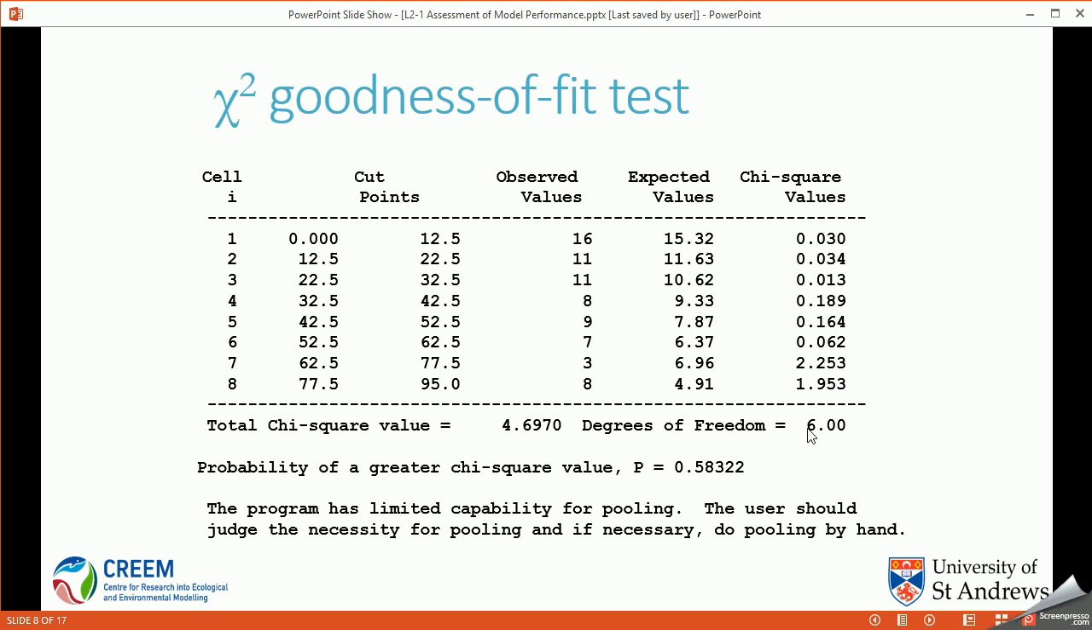Distance also tells us degrees of freedom. So remember, degrees of freedom is number of intervals minus number of parameters minus 1. Number of intervals is 8. This is a half normal detection function, so that's minus 1. And we subtract the other one, we get 8 minus 2, which gives us degrees of freedom 6 for this chi-squared distribution.